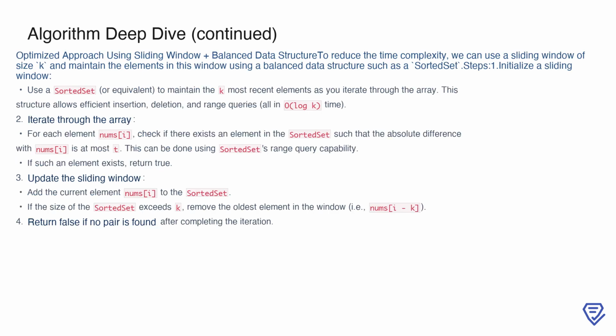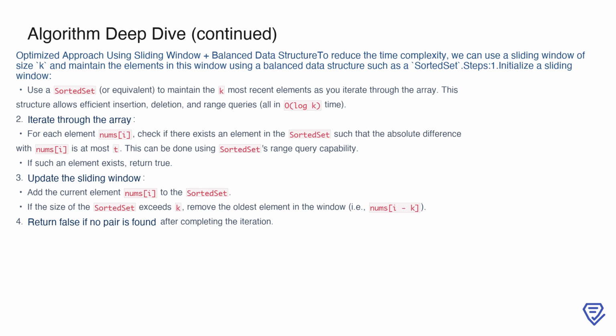To improve efficiency, we can use an optimized approach that combines a sliding window with a balanced data structure like a sorted set. Here's how this works. First, we maintain a sliding window of size k, which ensures we only consider elements within the required index range. The elements in this window are stored in a sorted set, which allows us to perform efficient range queries to check the value difference condition. As we iterate through the array, for each element, we check if there's any number in the sorted set that satisfies the condition |nums[i] - nums[j]| <= t. If such an element exists, we return true.